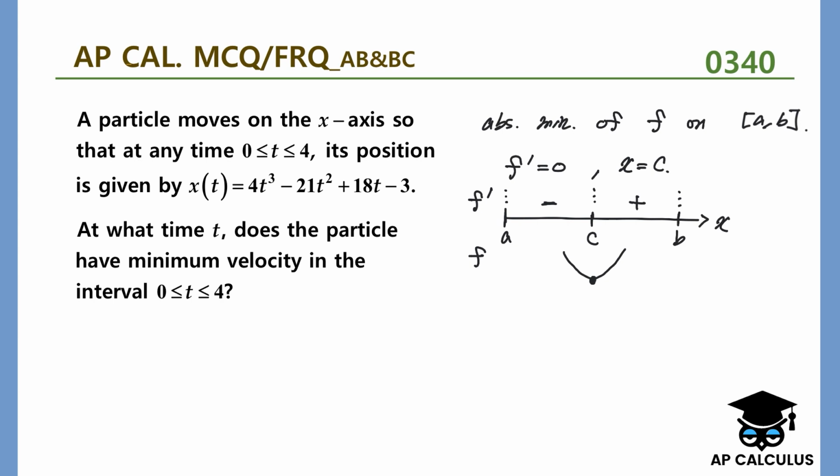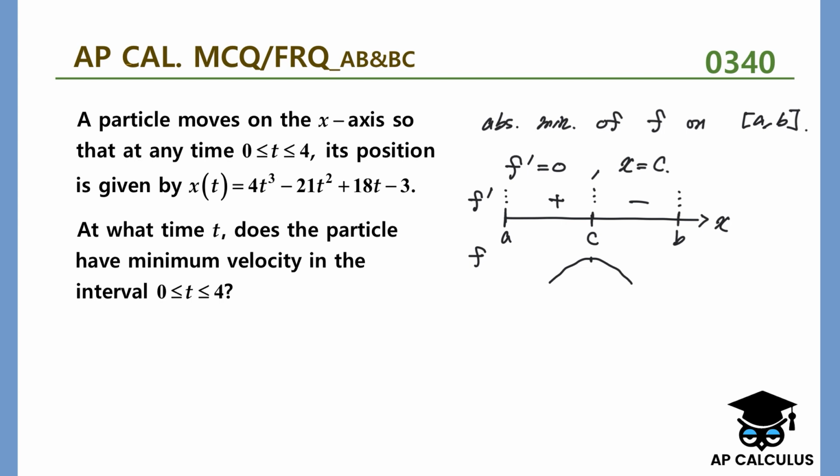But what if the sign of f prime changes from positive to negative? Then f increases in this interval and decreases in this interval, right? Then our absolute minimum would be at the endpoint, either at x equals a or x equals b, right? Because it increases from here to here, and it decreases all the way down to here. Then the absolute minimum would be f of b, right? So we have to check the endpoint in this case.